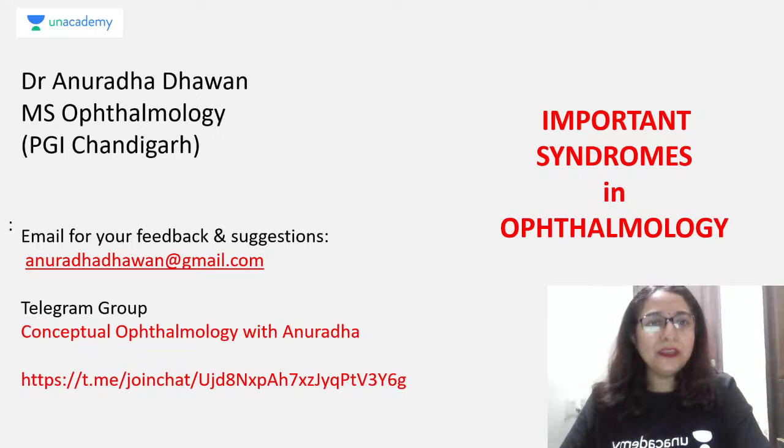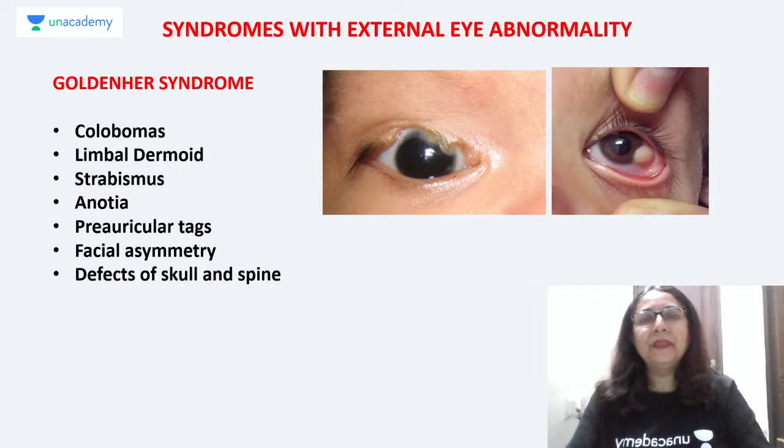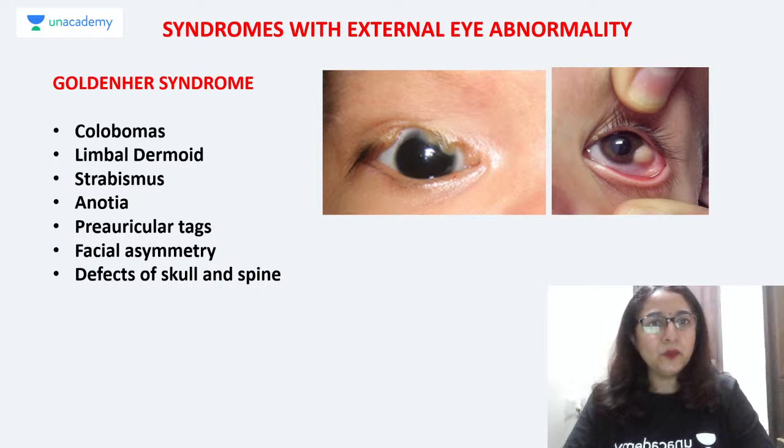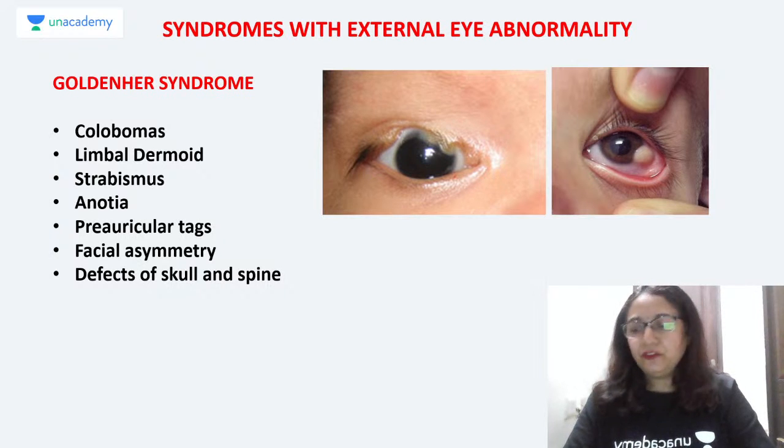Important syndromes in ophthalmology. Okay, right. So let's first of all discuss a few syndromes with external eye abnormality, in which Goldenhar syndrome is a common one. So what are the features of Goldenhar syndrome which we need to know?